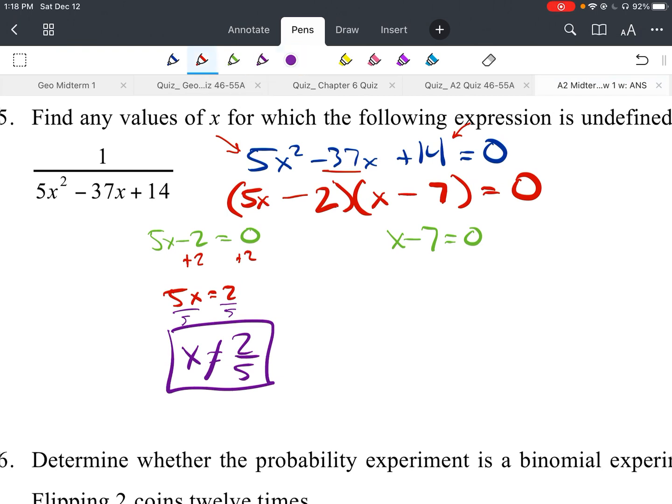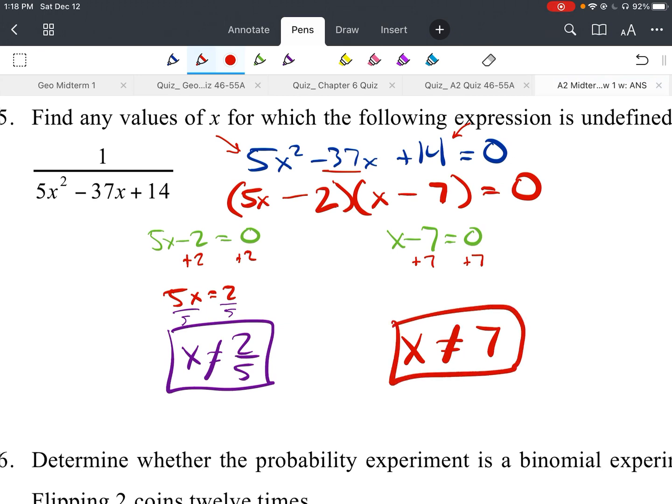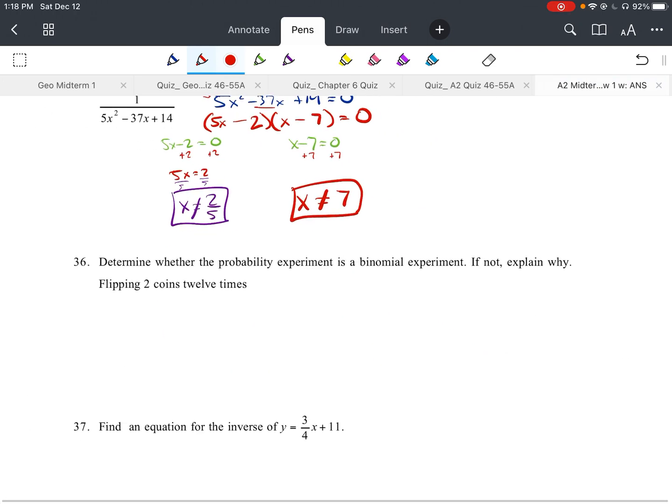And the other one is going to be adding 7, and so x equals 7, but really x cannot equal 7. Okay, so these are the two no-go values on that one. Okay, good stuff. Now, would I take off if you put x equals instead of not equals? No, you're fine.